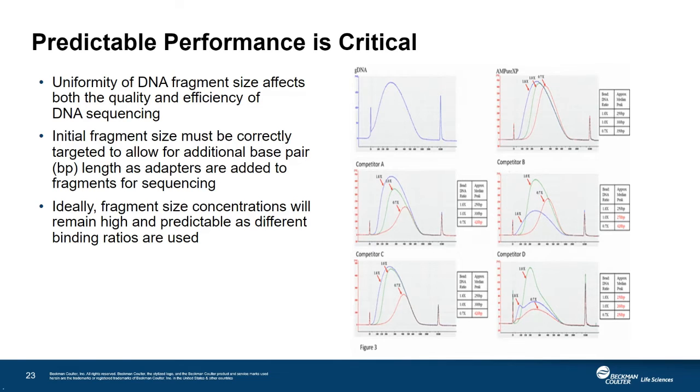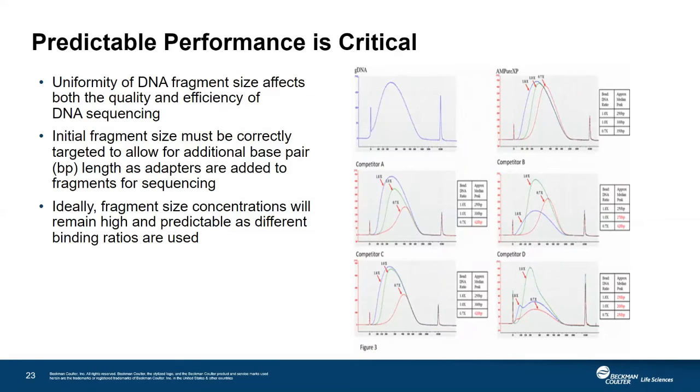Predictable performance. This is really what people are most concerned about, right? We know that we're going to get yield. And again, some competitors are okay with yield as well. But uniformity of the DNA fragment size is going to affect the quality and the efficiency of your DNA sequencing. You really have to consider that initial fragment size. It has to be correctly targeted because you're going to have additional base pair length as you put adapters and things like that onto your fragment for sequencing. So you really have to optimize that initial fragment size. And again, fragment size concentrations should remain high and predictable with different binding ratios. So if you look on the right-hand side, you have your genomic DNA on the top left.